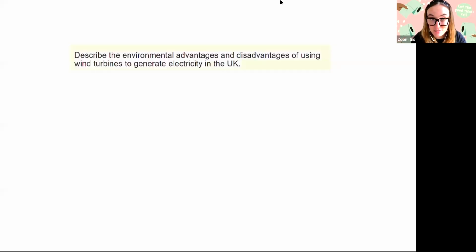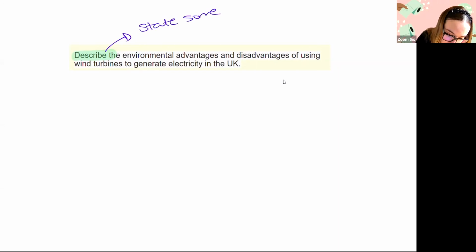There we go. So what you should see in a second, hopefully, is an exam question which says, describe the environmental advantages and disadvantages of using wind turbines to generate electricity in the UK. So first thing we should be aware of, year 11, is that this is a describe question, okay? And a describe question tells us that we should state some features, okay? We don't need to explain. We don't need to explain why it's an advantage or why it's a disadvantage. What we do need to do, though, is give examples.